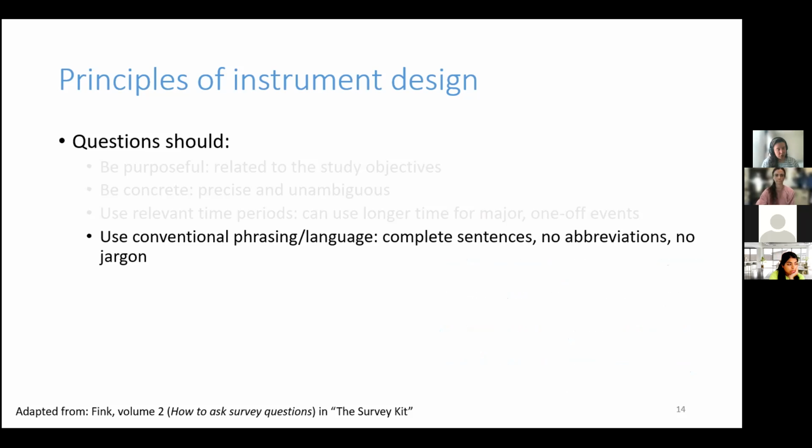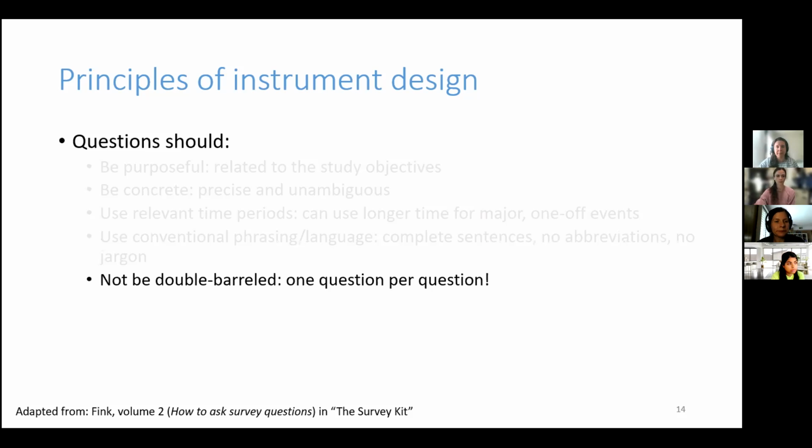In survey questions and in interview questions, it's important to use conventional phrasing and language. So speak in complete sentences, and don't use abbreviations or jargon. Know the right level of language for the right respondent. If you're talking with both providers and patients, you might use different terminology in the two interview guides, depending on how different populations refer to things. So be really careful about the words and the phrasing that you're using.